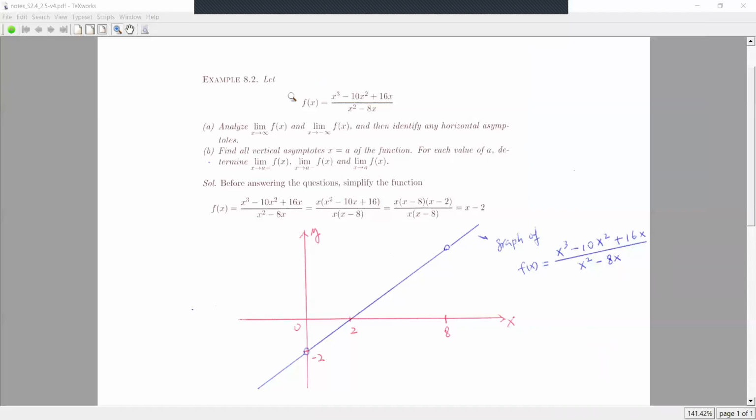Example 2. Consider this function. Part A, compute the limit at positive infinity and the limit at negative infinity. Then identify any horizontal asymptotes. Part B, find all vertical asymptotes. For each value of a, determine right-hand side limit, left-hand side limit, and both side limit.